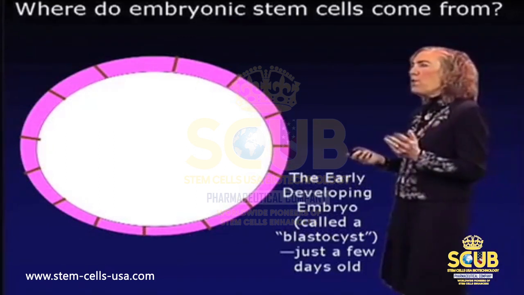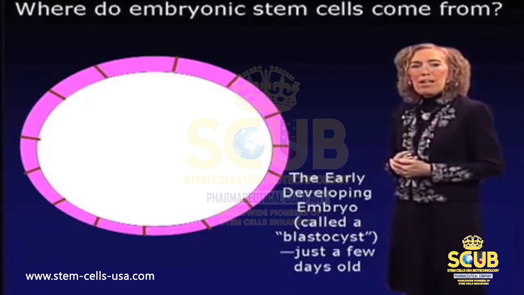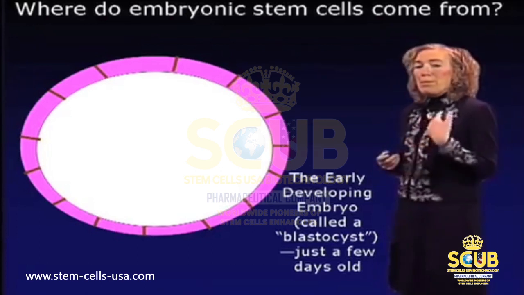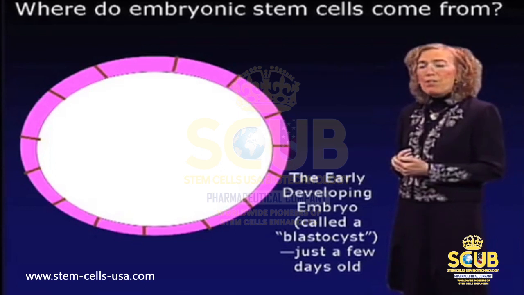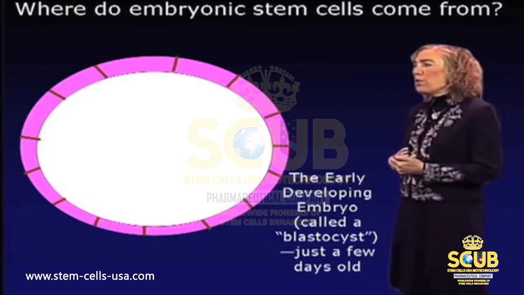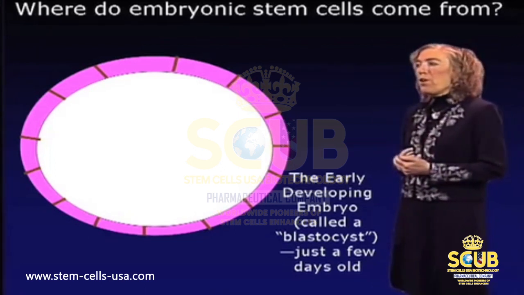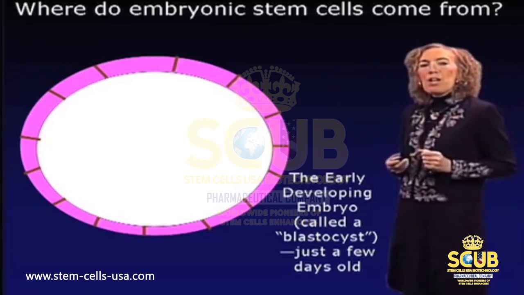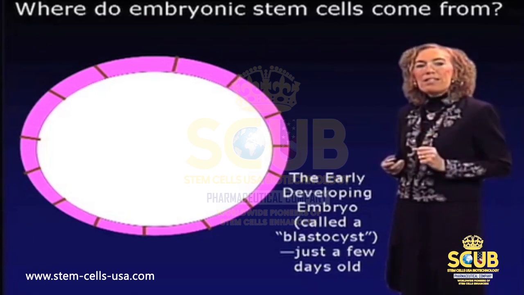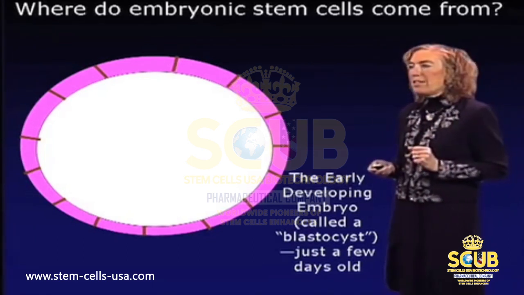So, where do embryonic stem cells of the body come from? Well, my laboratory studies the mouse, as do many of the researchers in the stem cell field. And in the early developing embryo, we call this a blastocyst. And already at just only a few days old, the blastocyst already has differentiated into two different cell types.